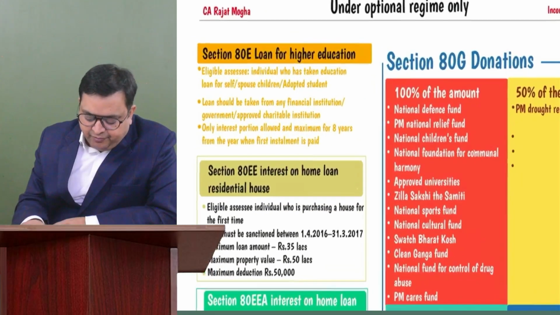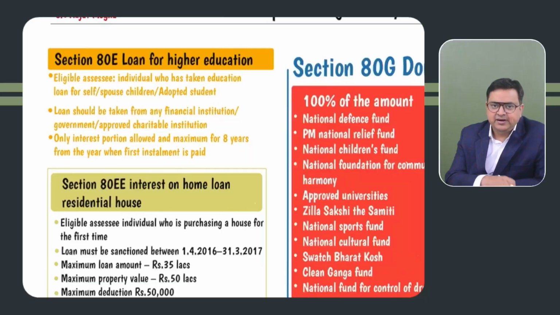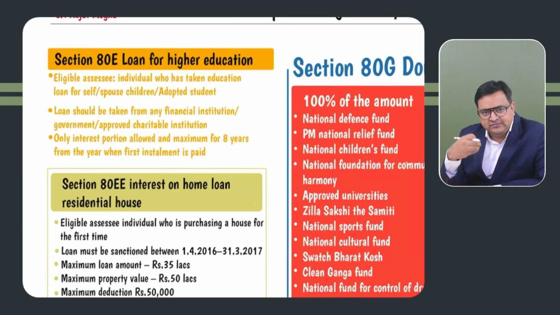Now 80E, again an important section, available only and only under optional regime. It is not available under default regime. It is only under optional regime. Education loan. So whatever is the interest on education loan, that is allowed under 80E. If the loan is taken by the assessee for himself, for spouse, for children, or for any person for whom he is legally liable, so whatever is the interest portion, that is allowed under 80E.